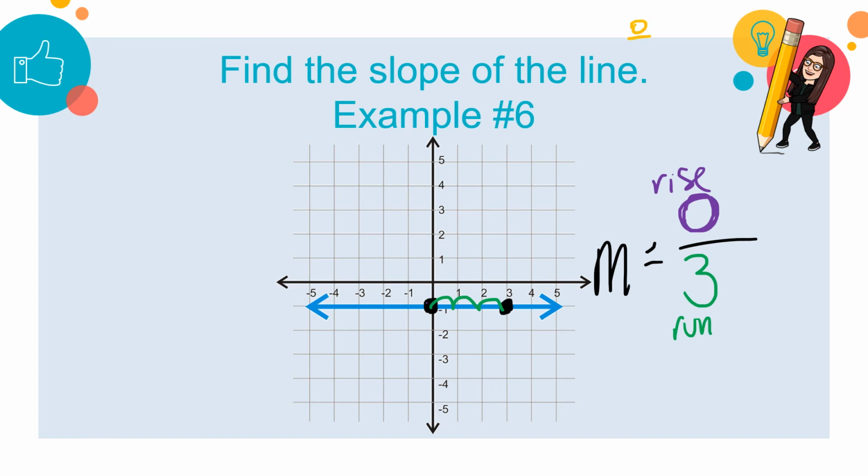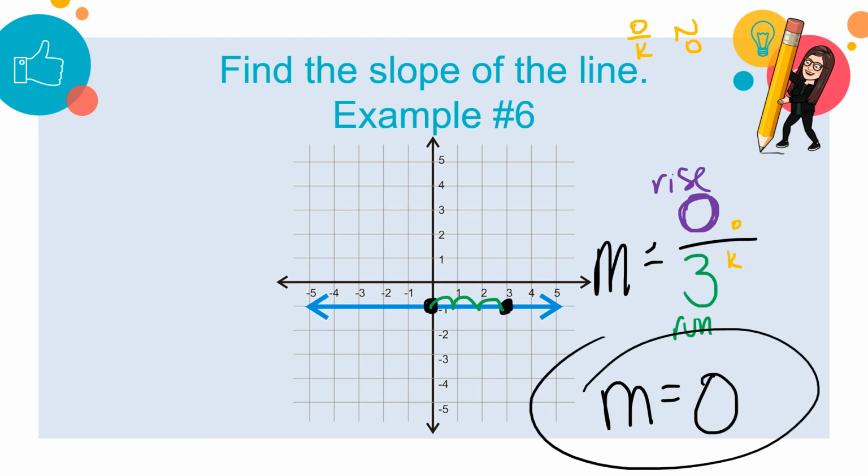Is this an okay or a no situation? This is an okay. Okay means, or use your calculator too, 0 divided by any number in the world is 0. Every horizontal line will be 0.